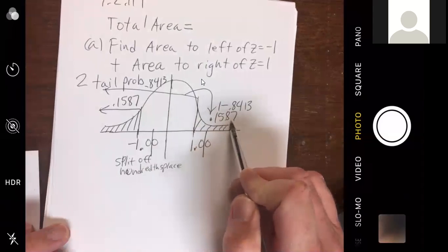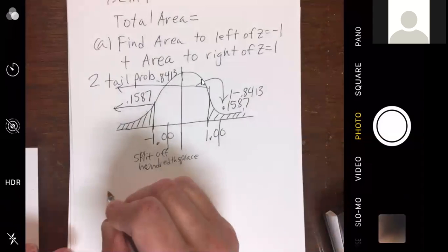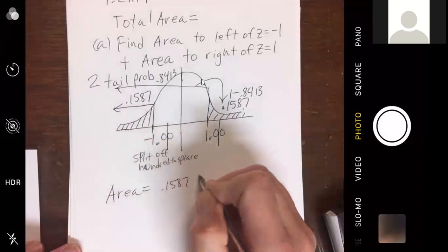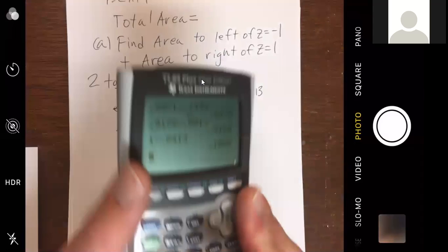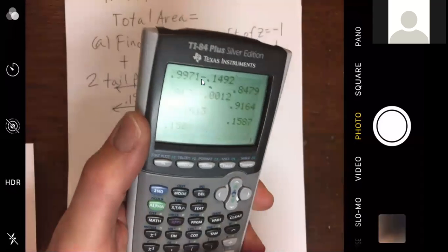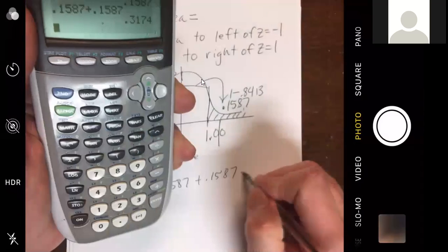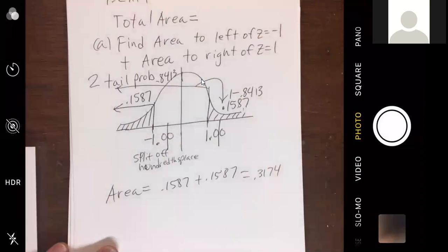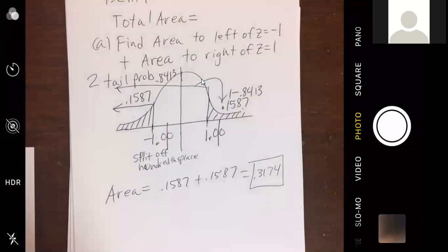So now all you got to do is add both of these, for your area. 0.1587 add 0.1587 is 0.3174. And we're letting you quit.